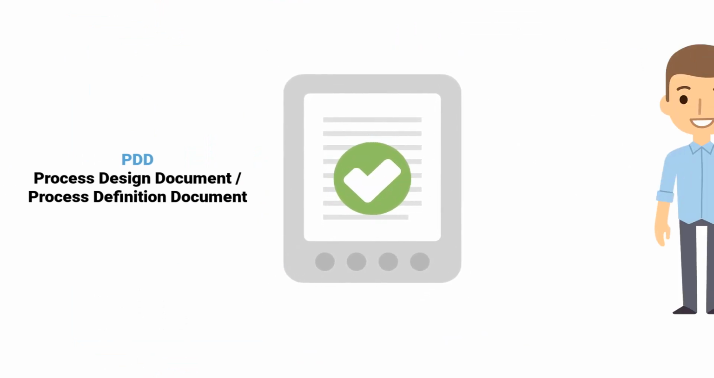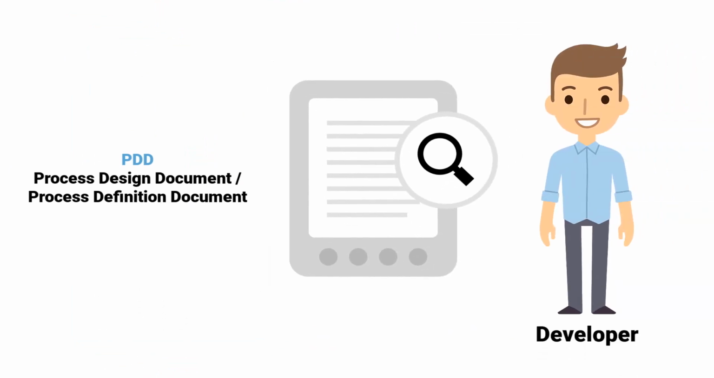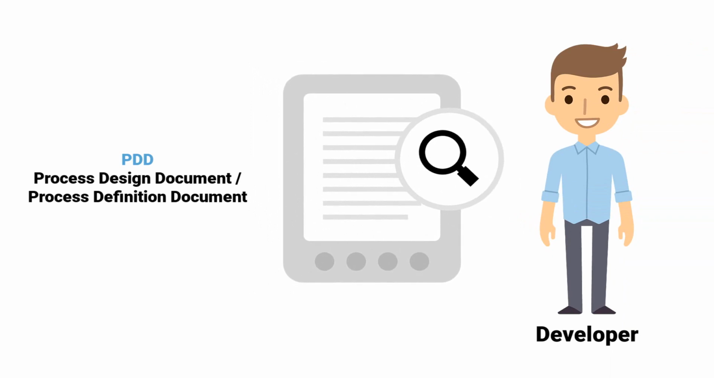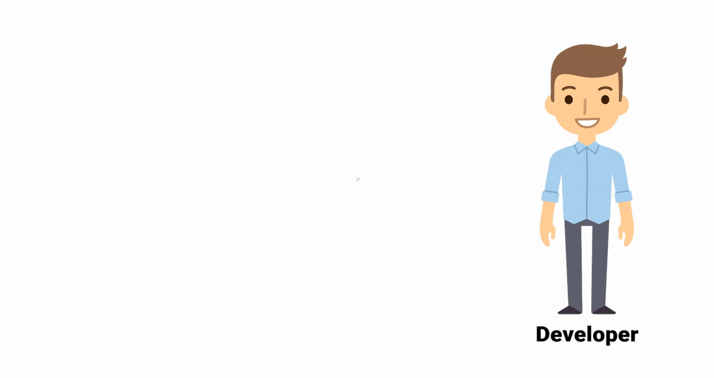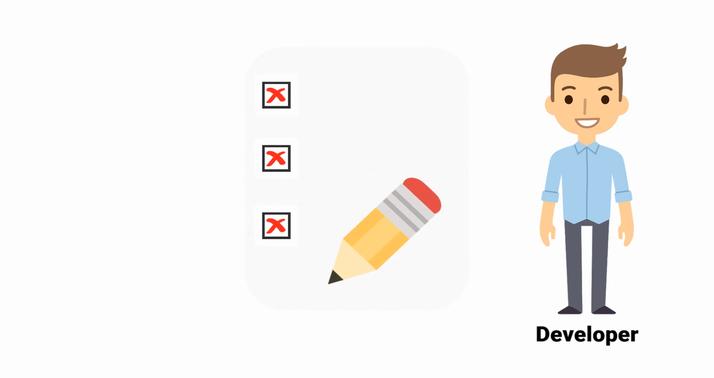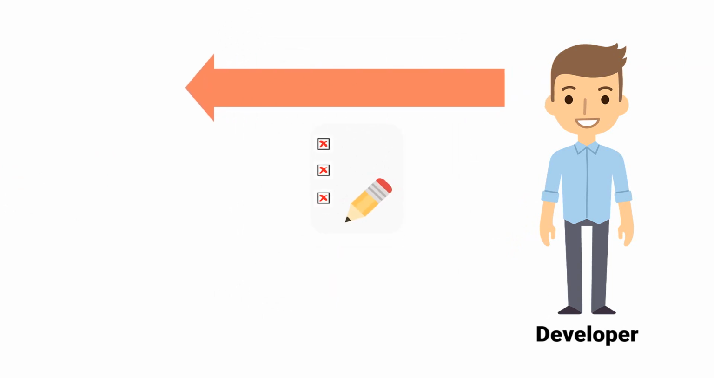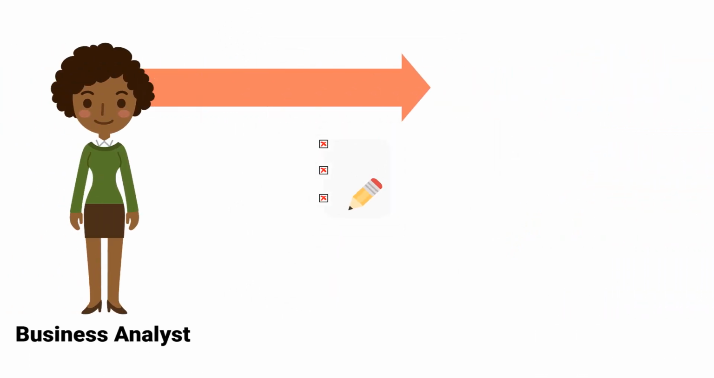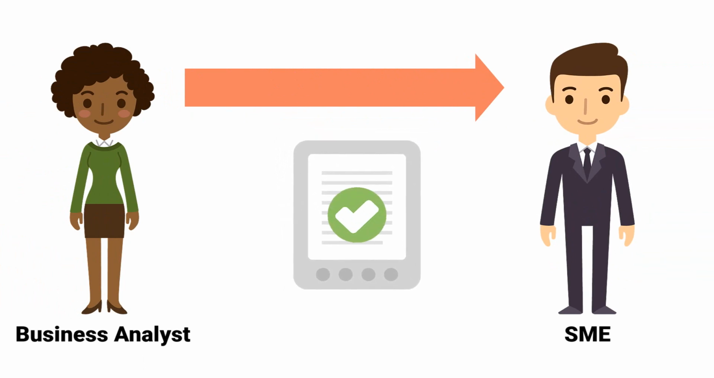After the PDD has been created and approved, the RPA developer will read through the PDD and see whether all the steps are clearly shown and which steps cannot be automated. If any steps are missing or unclear, developer passes the open points on to the business analyst so that the business analyst can clarify them with the SMEs and update the PDD. When the PDD is ready, the developer can continue with the next step.